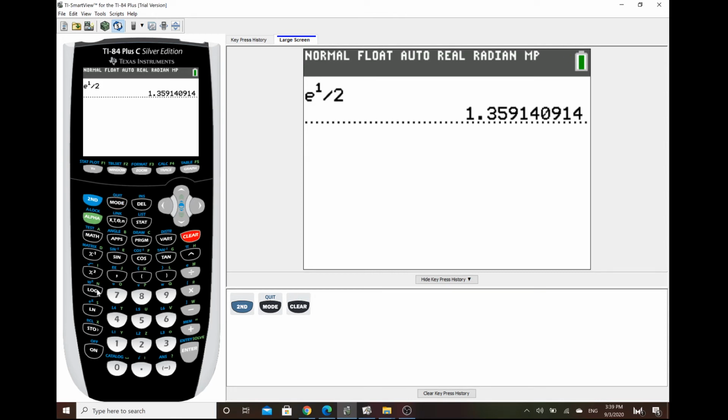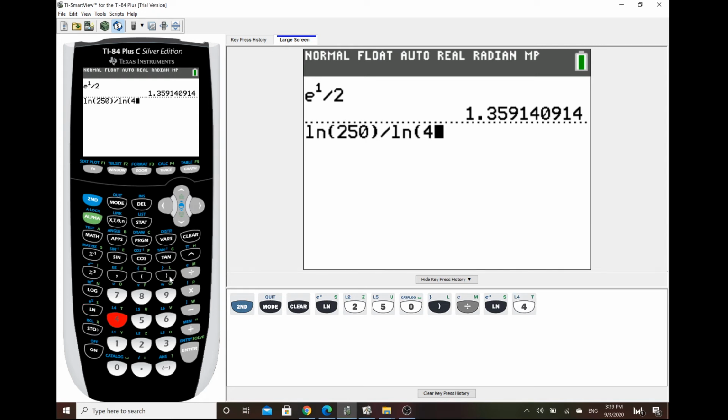So here's the natural log, ln(250) divided by the natural log of 4. And here we go. So it's almost 4 years. So it's about 3.982 or 3.983.